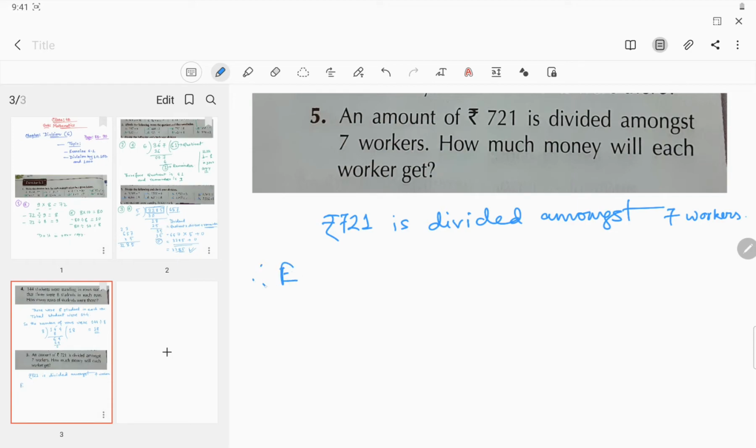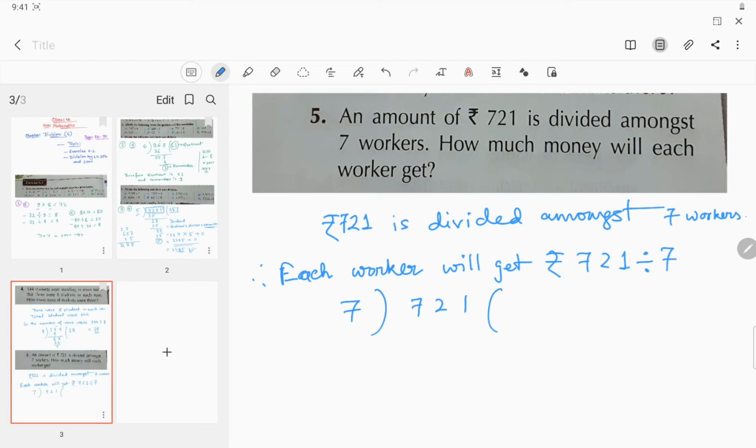So therefore each worker will get 721 divided by 7 rupees. If you divide 721 by 7, then you will get the rupees each worker will get.